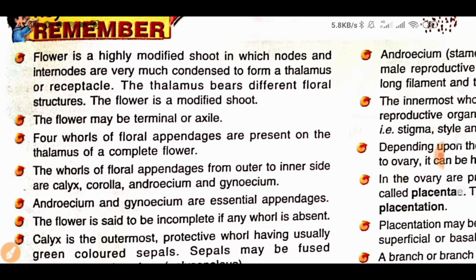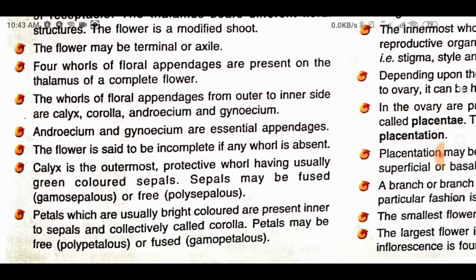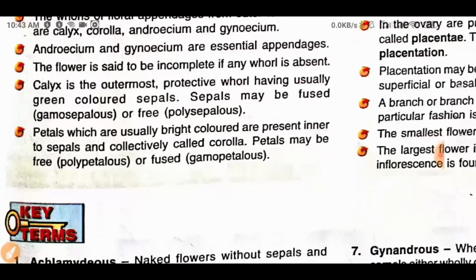Okay, the flower is a modified shoot. The flower may be terminal or axial. Four whorls of the floral appendages are present on the thalamus of a complete flower, as we already discussed. Just remember that these four whorls are calyx, corolla, androecium and gynoecium, and androecium and gynoecium are essential whorls. The first two are accessory.